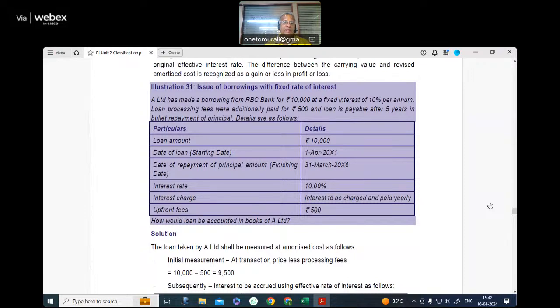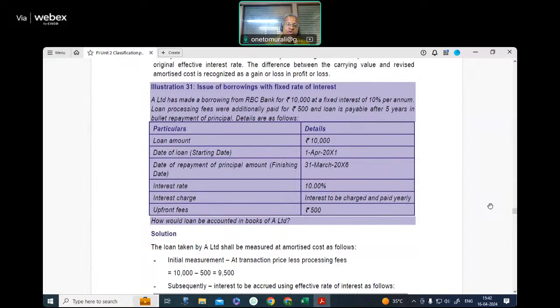A Limited has made a borrowing from RBC Bank for $10,000 at a fixed rate of 10% per annum. Loan processing fees were additionally paid for 500 and the loan is repayable after 5 years in bullet payment of principal.